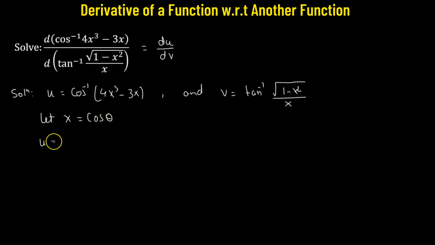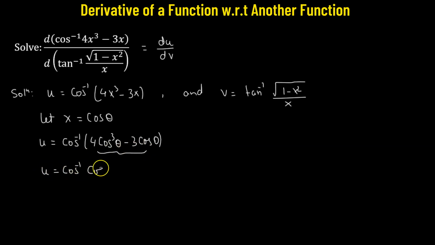This would mean that u will be equal to cosine inverse of 4 times cosine cube theta minus 3 times cosine theta. Now this is a standard identity. u is equal to cosine inverse of cosine of 3 theta. Let me note that down. So here, cosine of 3 theta, when you expand it, gives us 4 times cosine cube theta minus 3 times cosine theta. This means u will be equal to 3 times theta.